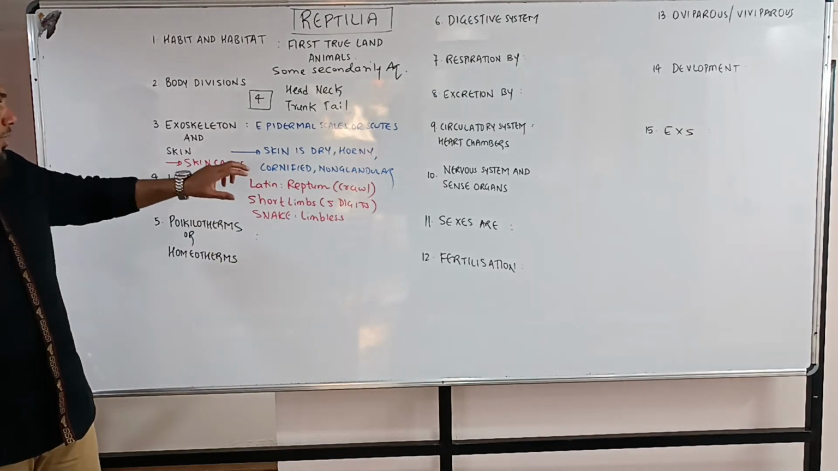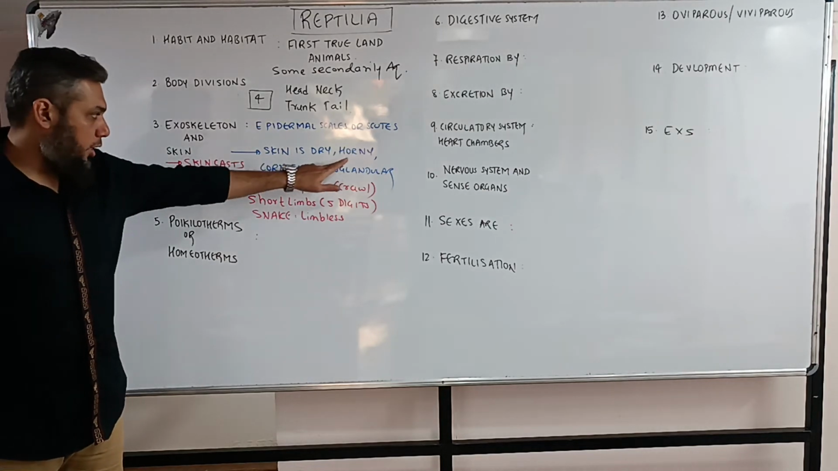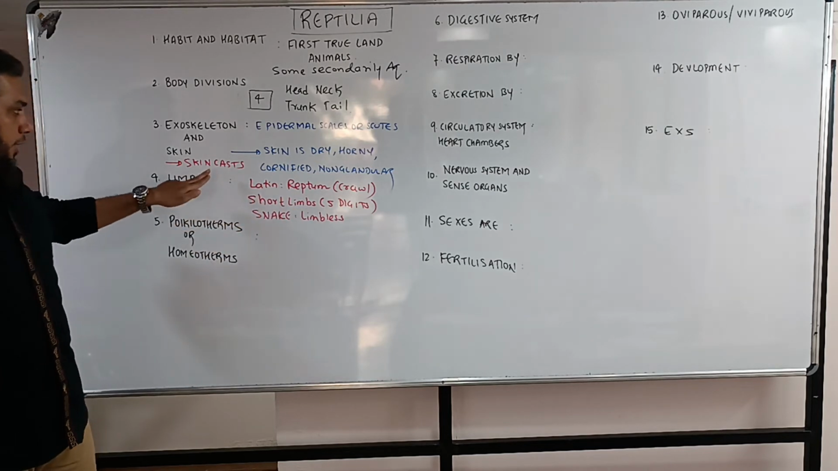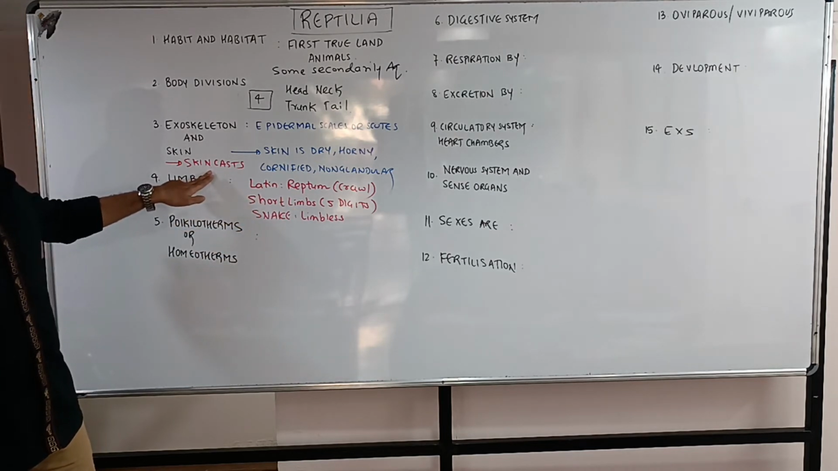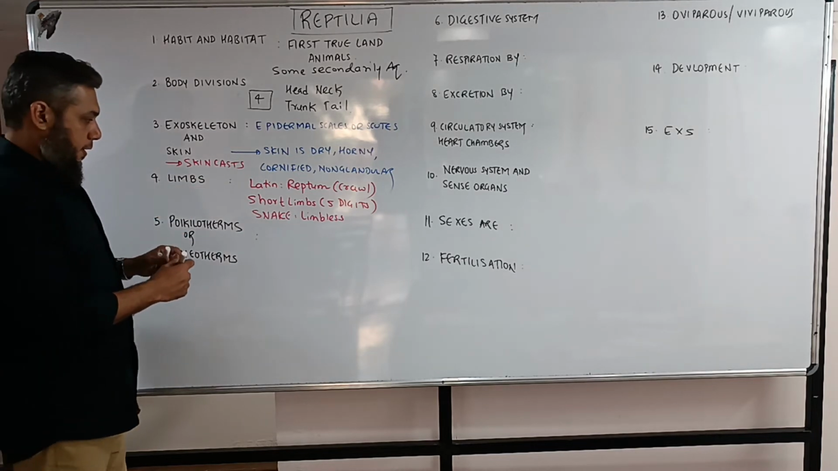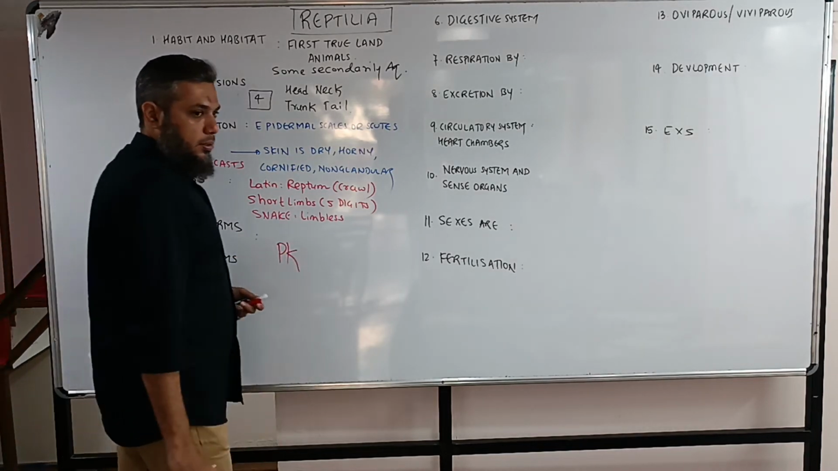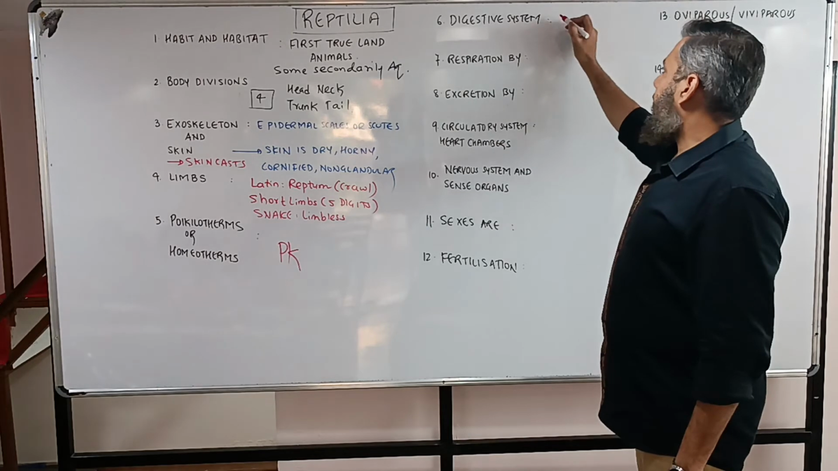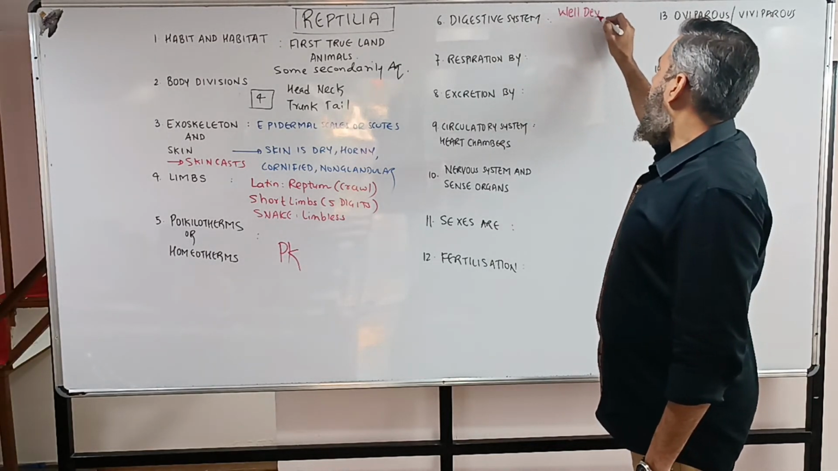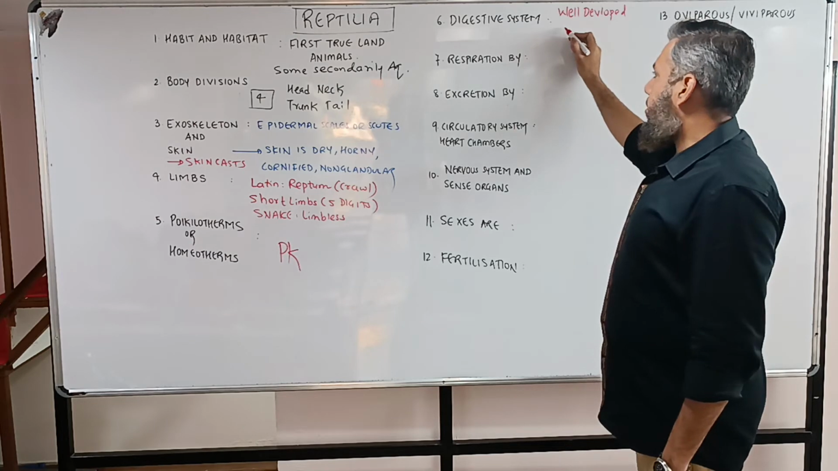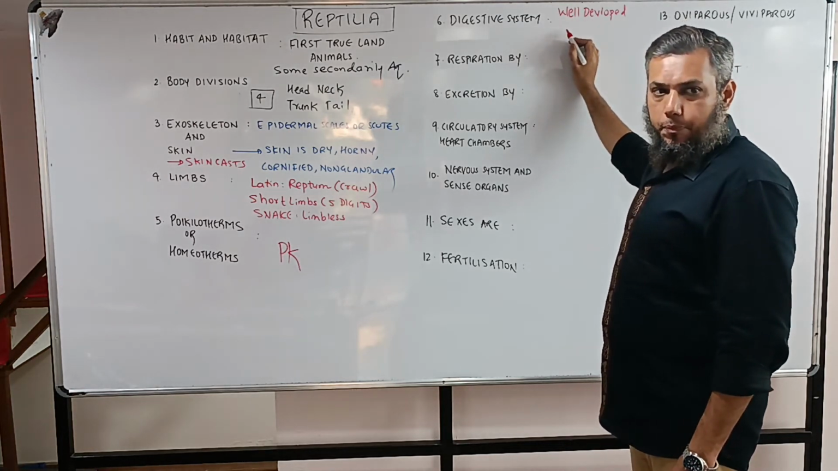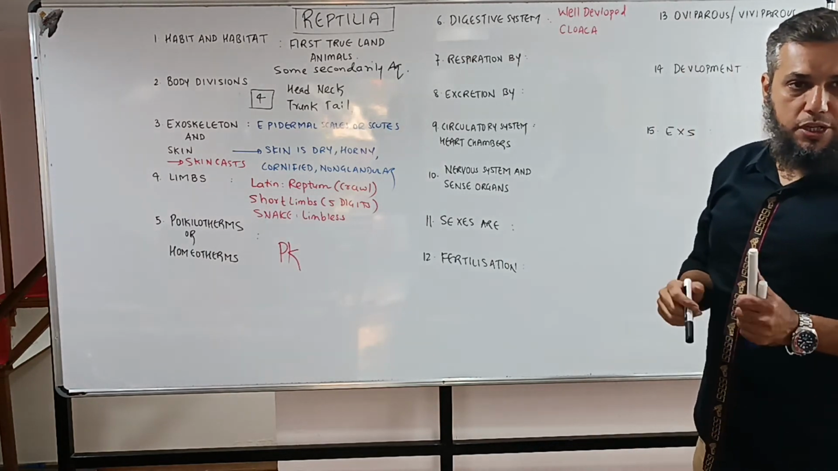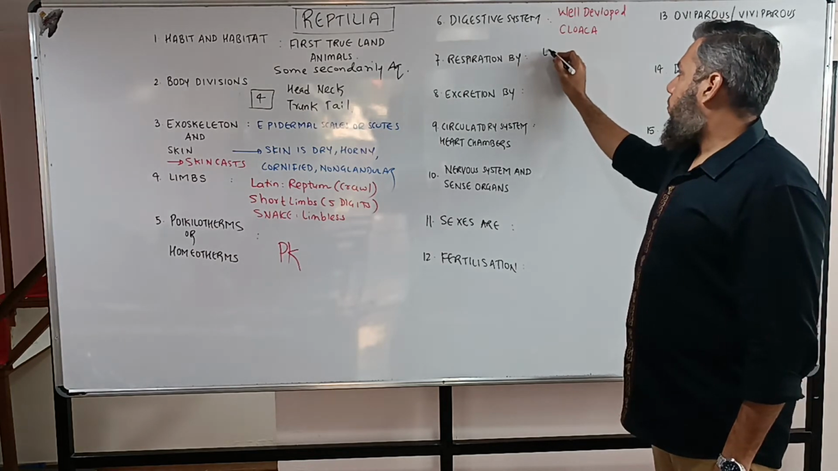How is the skin? It is dry, horny, cornified, and non-glandular. Then some of them, like lizards and snakes, remove it in the form of skin casts, and they are poikilothermic. Digestive system is complete, and it is well developed. Then again, they also show the presence of what? Cloaca.